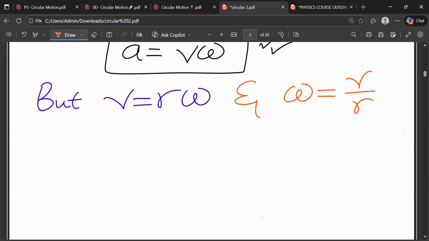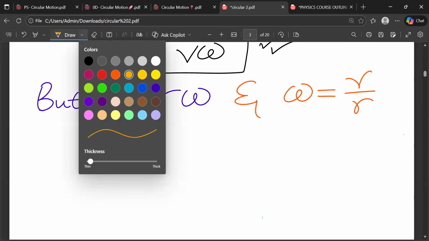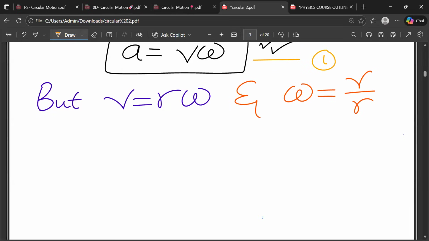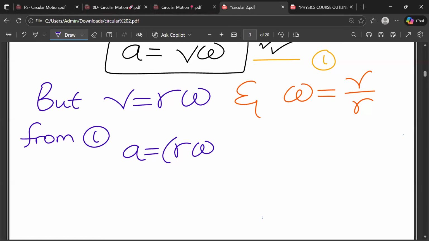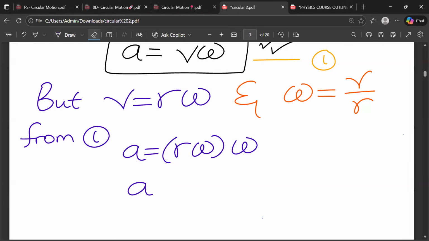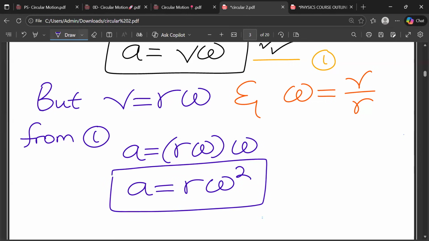So we are going to do substitutions. I can call this one my equation 1. From equation 1, I will have my A, then I remove V, I put R omega, then what? Omega. You get the point? So what will be the formula? The formula will be R omega squared. This is our equation 2 for acceleration, of course, centripetal acceleration.